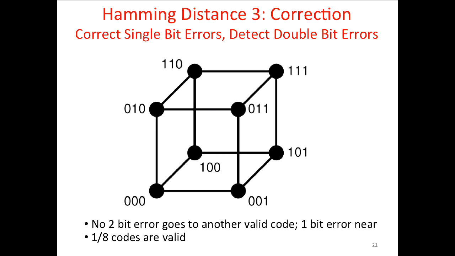To get to correction, it's more expensive. You have to consume more of your possible combinations to provide this buffer between the legal combinations. In this case, with a 3-bit code, we can only encode 1 bit of data. So we say all zeros and all ones are the only legal combinations.